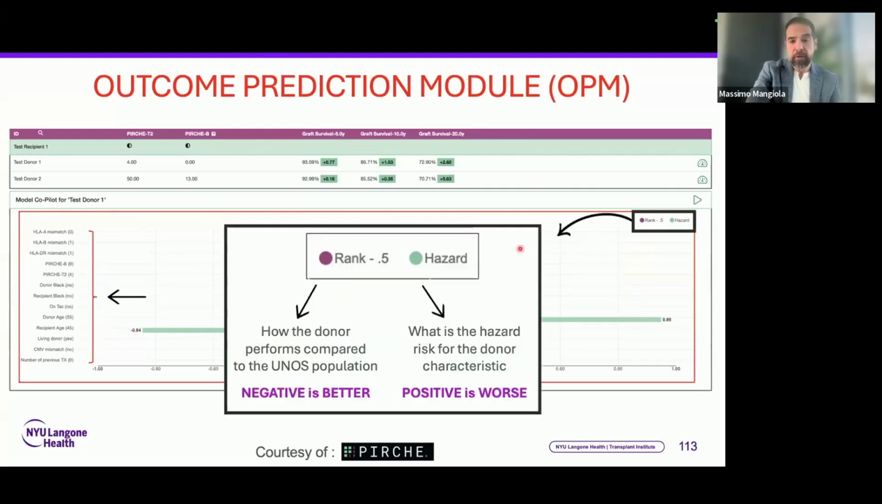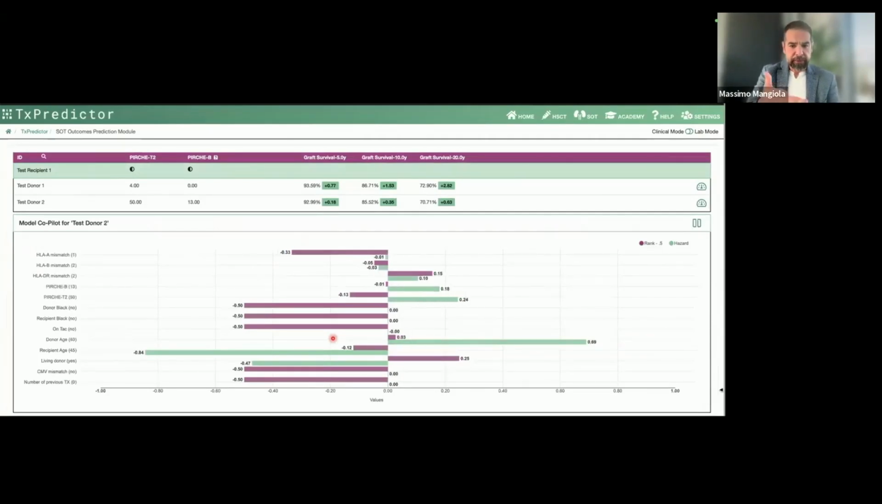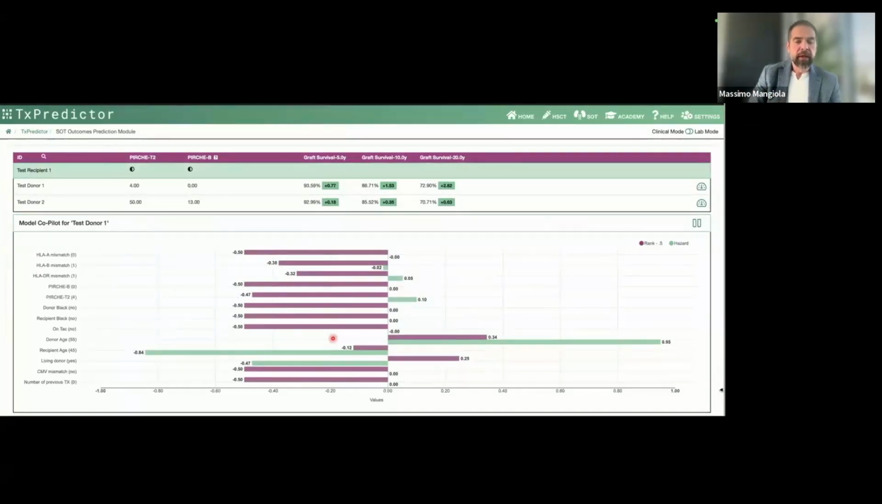And what these colored bars mean right there, the rank, is basically how they perform compared to the SRTR population, where negative, going to the left-hand side, is better because they rank better than the average. And the hazard, so the risk for your graft survival, comes from this SRTR data. So it shows you how bad this could be. And so positive in this case is worse. And so what you can do is flip, as you can see, automatically from one to another in the OPM, where you can see the difference.